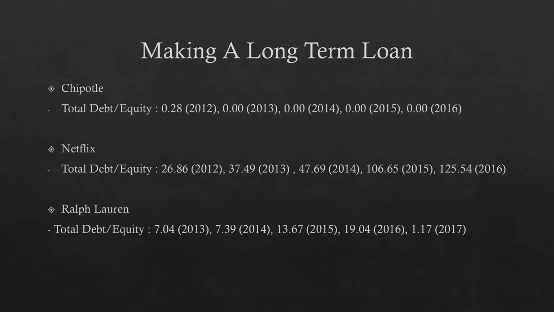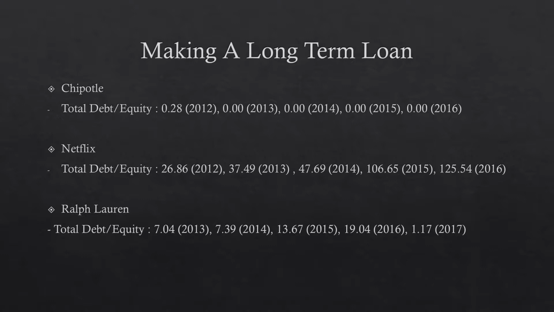Making a long-term loan. Now, there's one criteria that we're going to use today to determine who we're going to give the long-term loan to out of the three companies. That is total debt to equity. Now, a high debt to equity ratio indicates that the company may not be able to generate enough cash to satisfy its debt obligations. So, high numbers is not good for these companies.